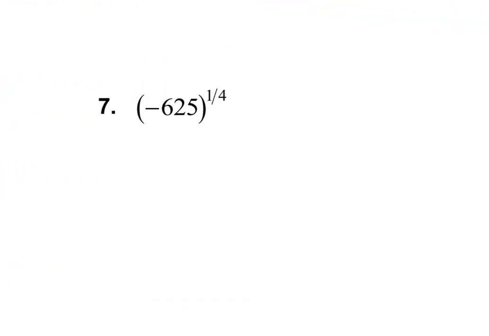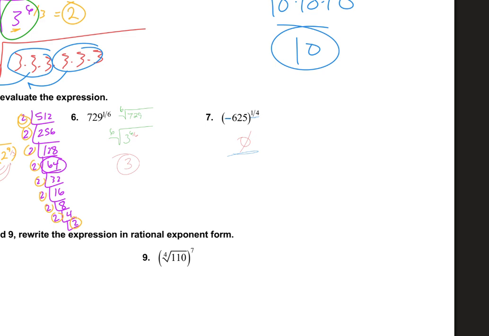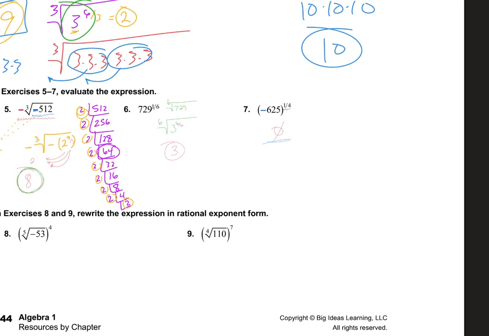This one is no solution. Why? Because we cannot take an even root like that of a negative number. Now, you will learn eventually that you can still calculate it, but for right now, it's just no solution. And that's the explanation, is we can't do an even root.